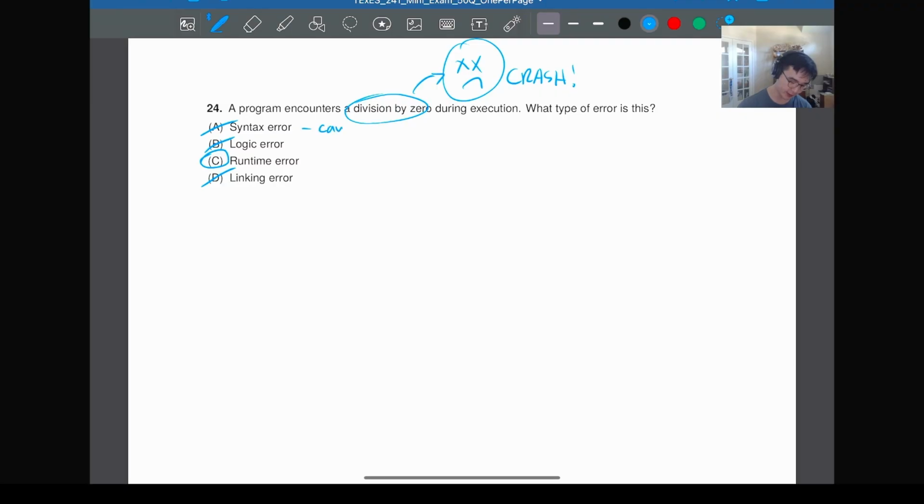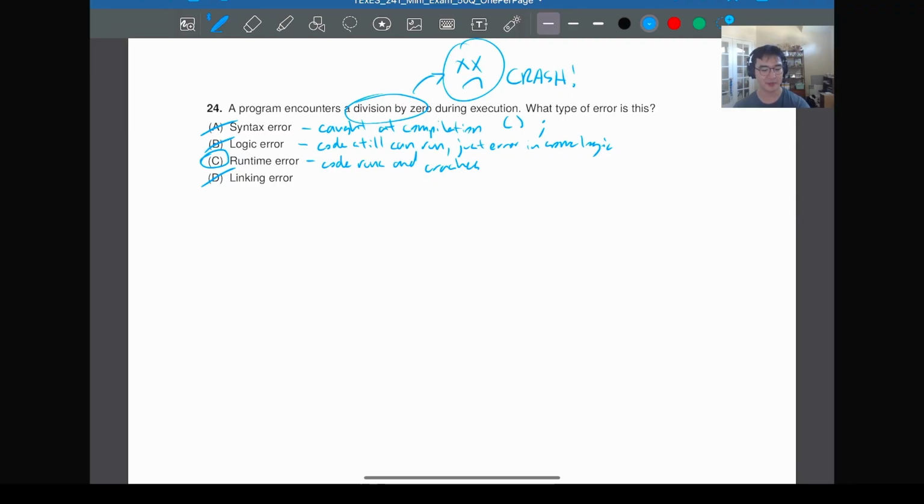A syntax error would be caught at compilation, and this would be parentheses missing or a semicolon missing. Logic error: the code still can run, just an error in some logic. This one is where the code runs and crashes. And a linking error, it's just thrown in there, doesn't mean anything. All right, that is question 24.